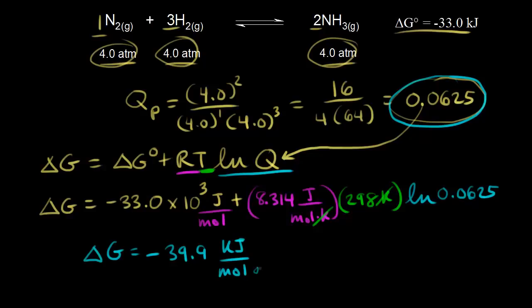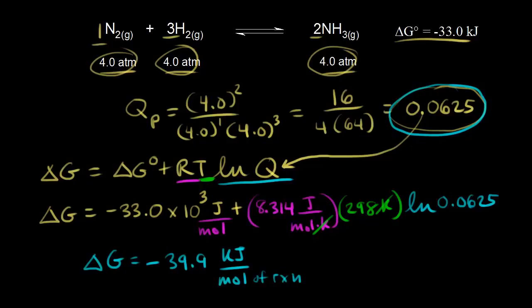And remember, this is moles of our reaction. So for this specific reaction, where 1 mole of nitrogen combines with 3 moles of hydrogen to give us 2 moles of ammonia, how it's written, delta G for the reaction is equal to negative 39.9 kilojoules. So delta G is negative, and so we know our reaction is spontaneous in the forward direction, which means we're going to make more of our products.